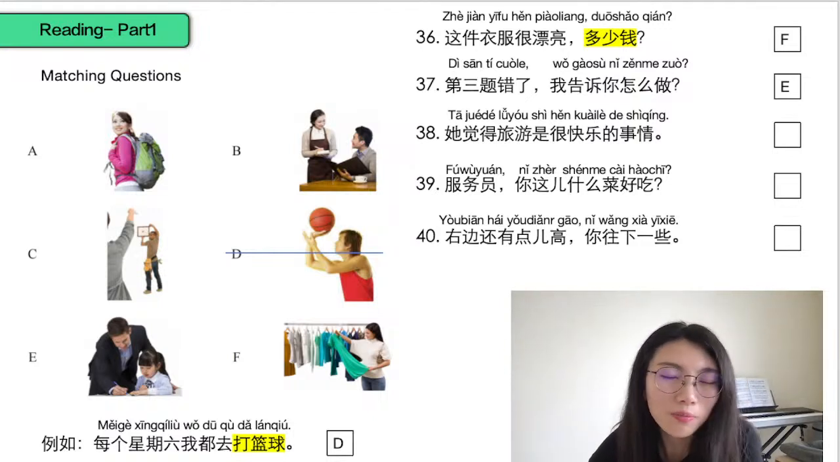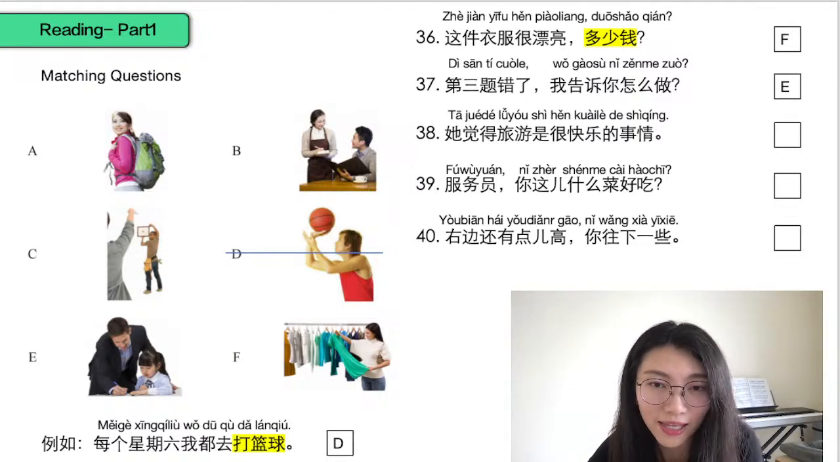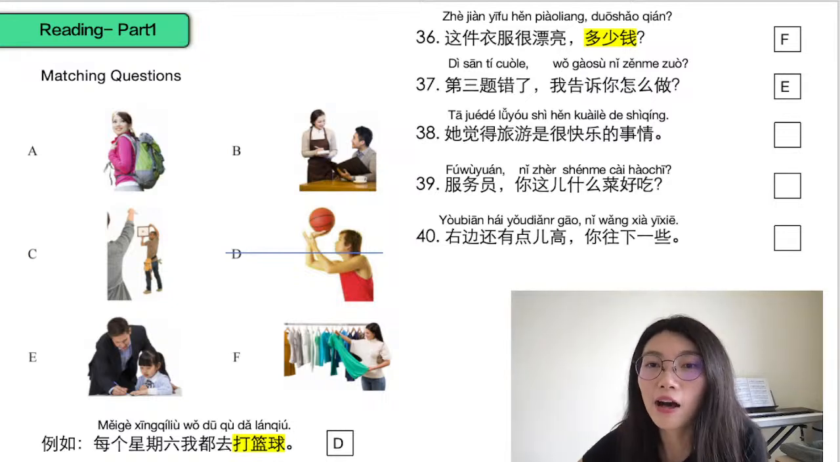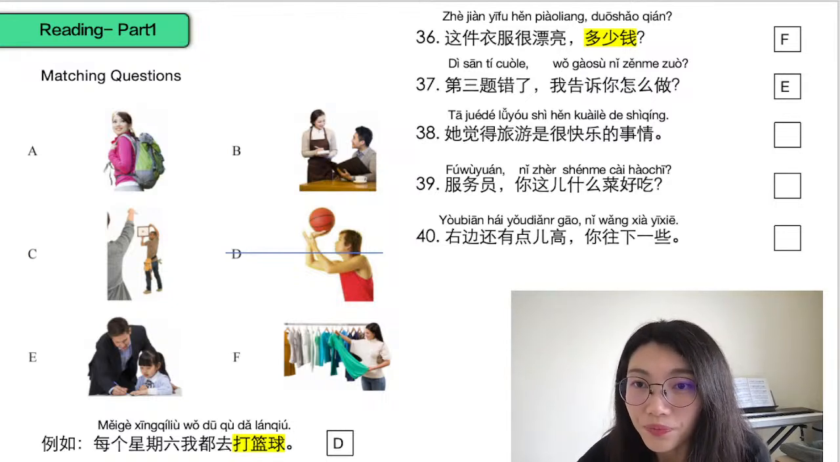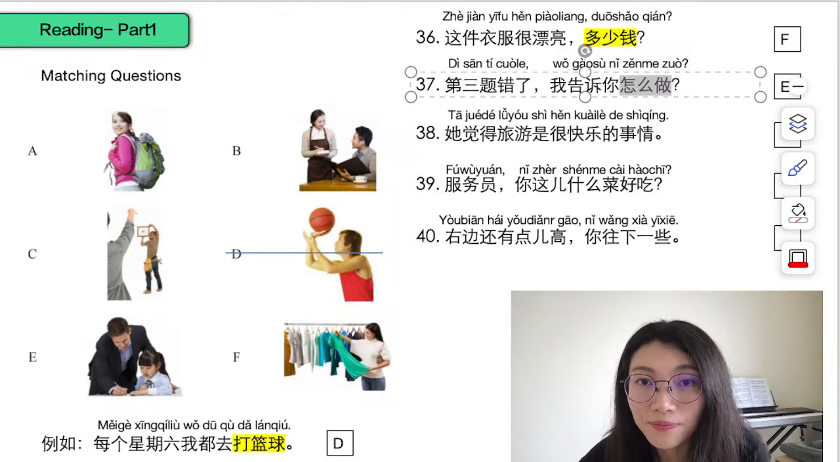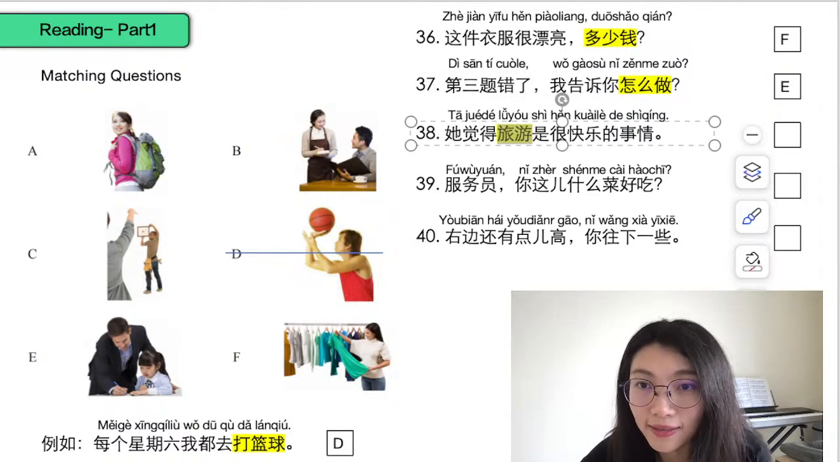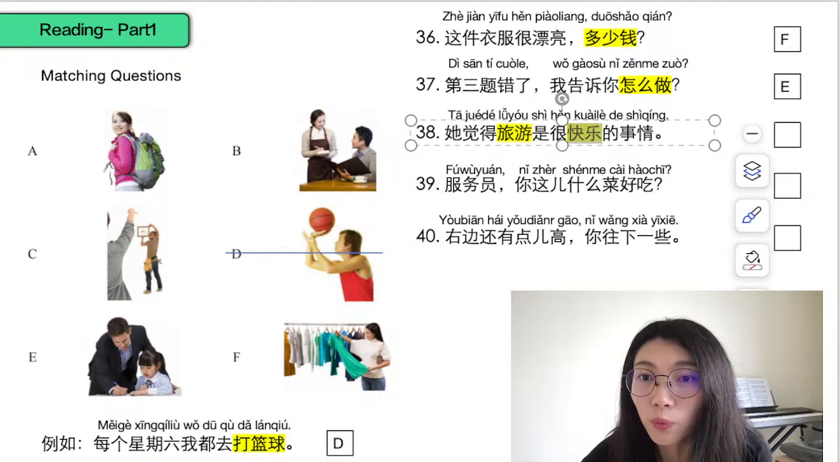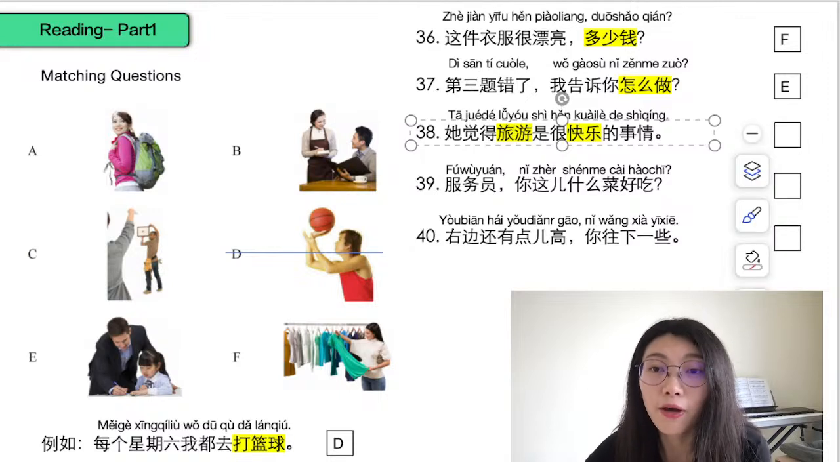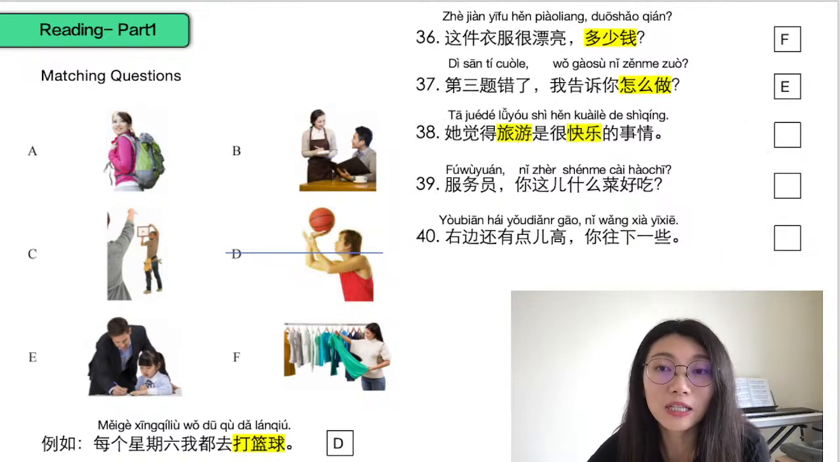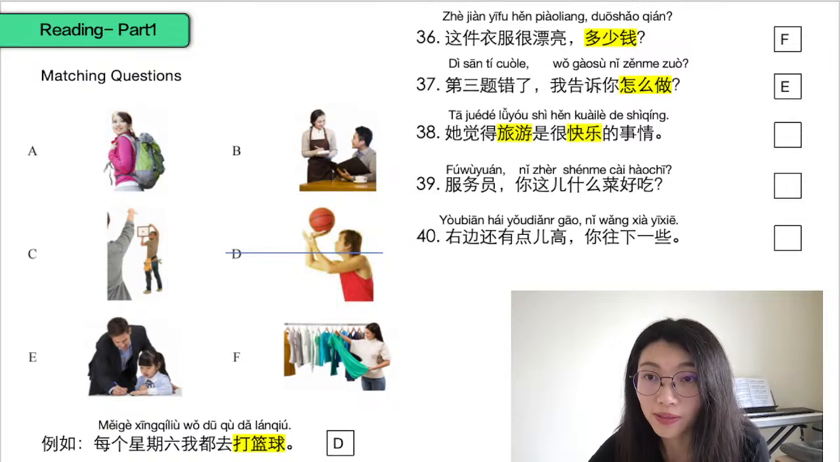Maybe he's not 爸爸, maybe he's a teacher 老师。38，他觉得旅游是快乐的事情。What's the meaning of 旅游? Travel. 快乐 is similar to 开心, very interesting. So which one is travel? We choose A.